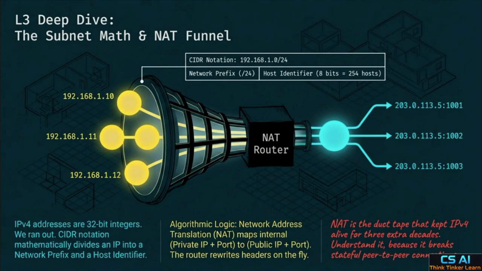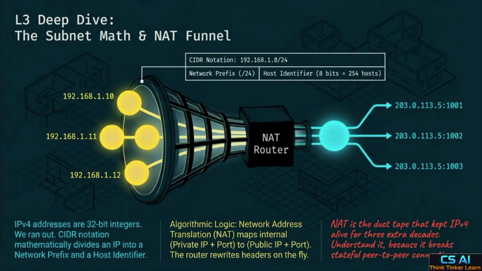Welcome to the L3 deep dive. We actually ran out of IPv4 addresses years ago, which is why we use CIDR notation to mathematically divide an IP into a network prefix and a host identifier. But the real hero keeping IPv4 alive is the network address translation, or NAT.